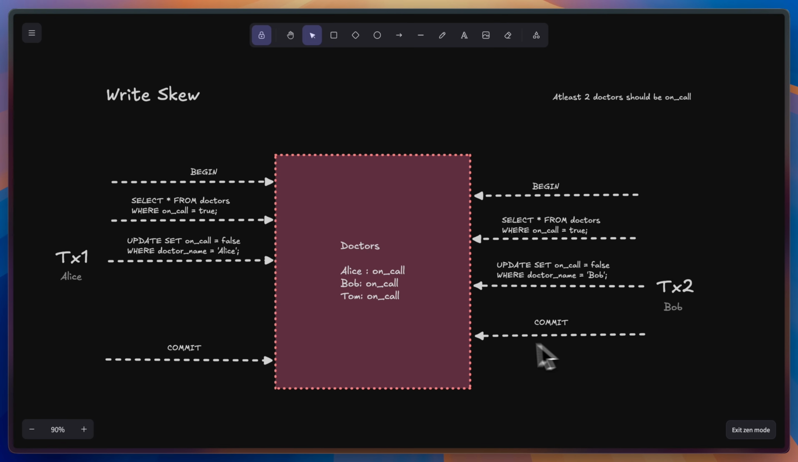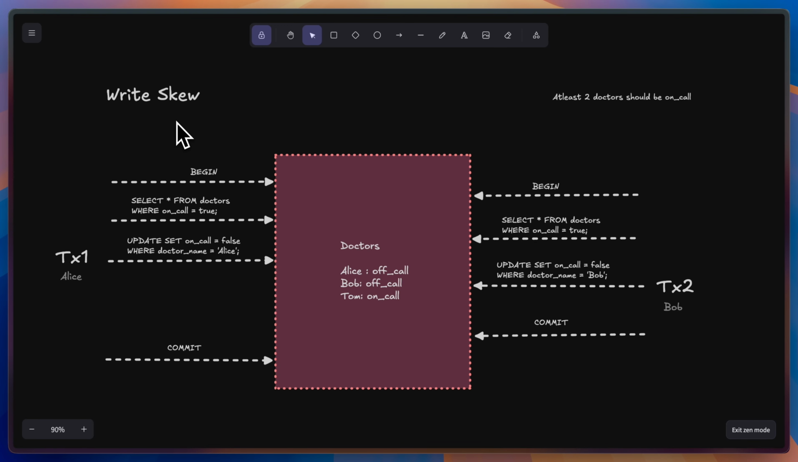Now if transaction 2 commits these changes, then in that case Bob will become off call, and after transaction 1 commits itself, then LS will also become off call. Right. So at the end of the day, we have violated this business constraint, which says that at least 2 doctors should be on call. But now we have only 1 doctor on call, isn't it? So this is the write skew problem.